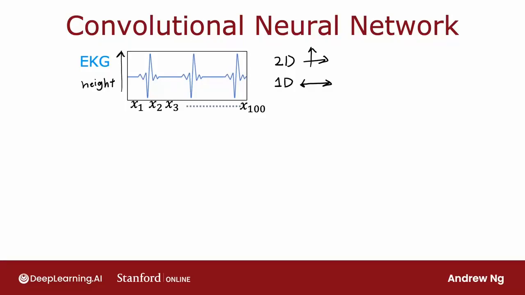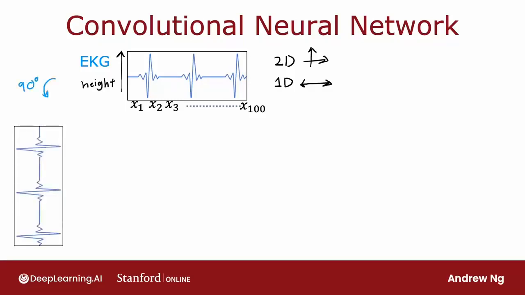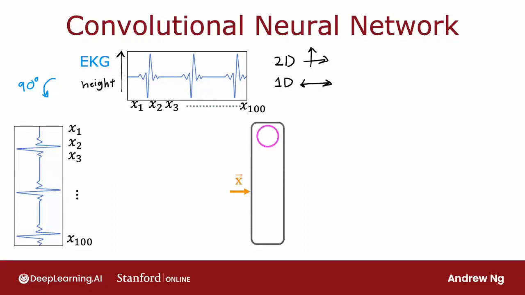So I'm going to take the EKG signal and rotate it 90 degrees to lay it on the side. And so we have here 100 inputs, X1, X2, all the way through X100, like so. And when I construct the first hidden layer, instead of having the first hidden unit take as input all 100 numbers, let me have the first hidden unit look at only x1 through x20. So that corresponds to looking at just a small window of this EKG signal.